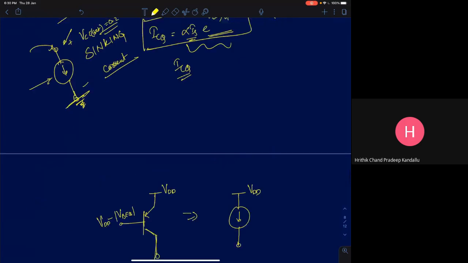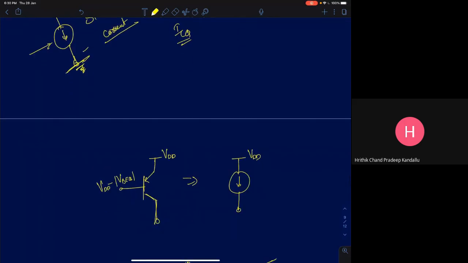Similarly, I can use a PNP transistor. I'll take a PNP transistor. Usually for a PNP, one end is connected to the supply voltage. The base, I am going to connect it to VDD minus mod VBEQ, so that the VBE across the BJT is mod VBEQ. So I'll forward bias this junction. Then between collector and emitter, if this is collector, this is emitter, this is base for a PNP transistor, it is going to behave like a current source.